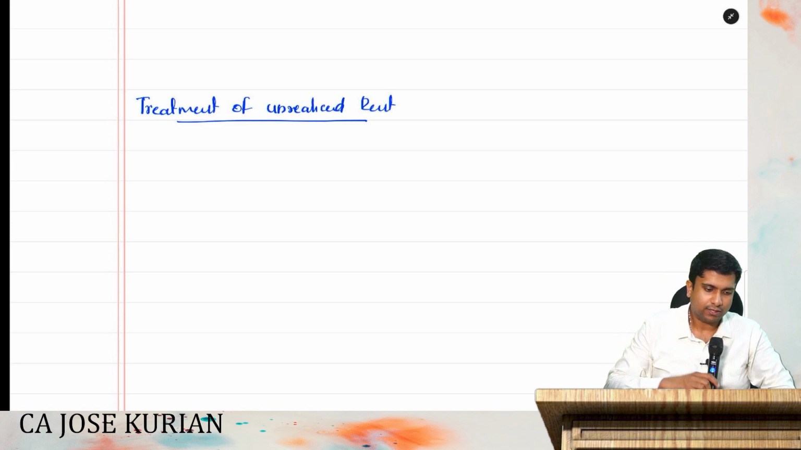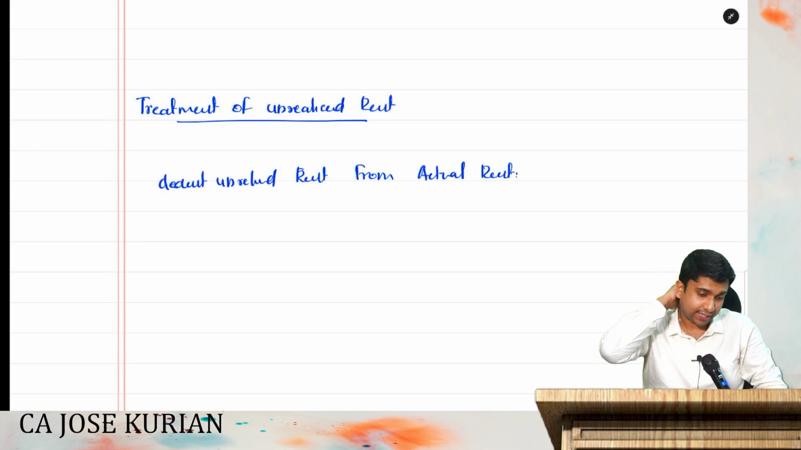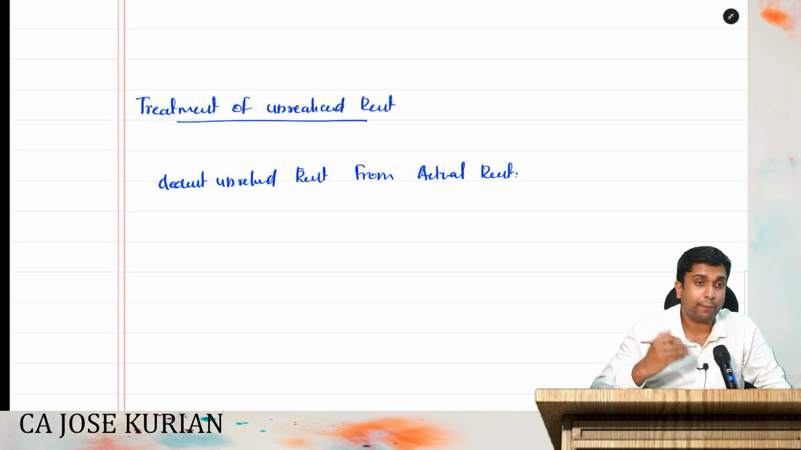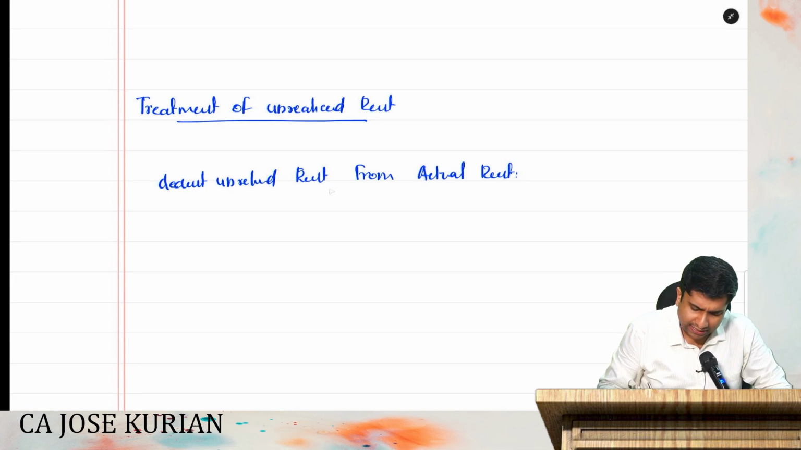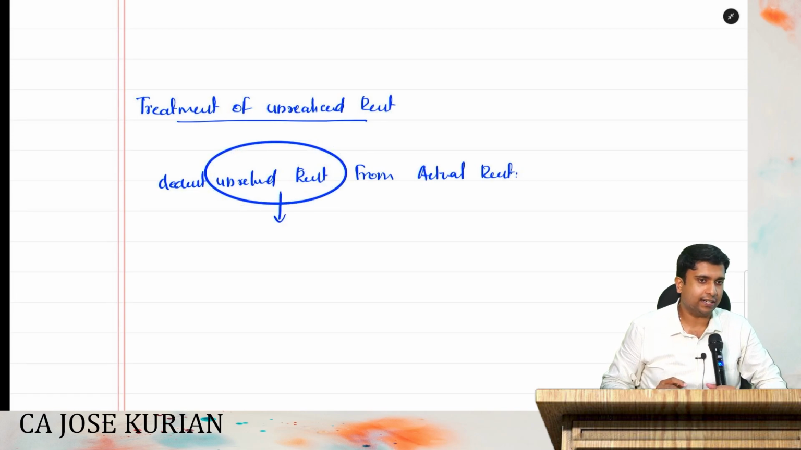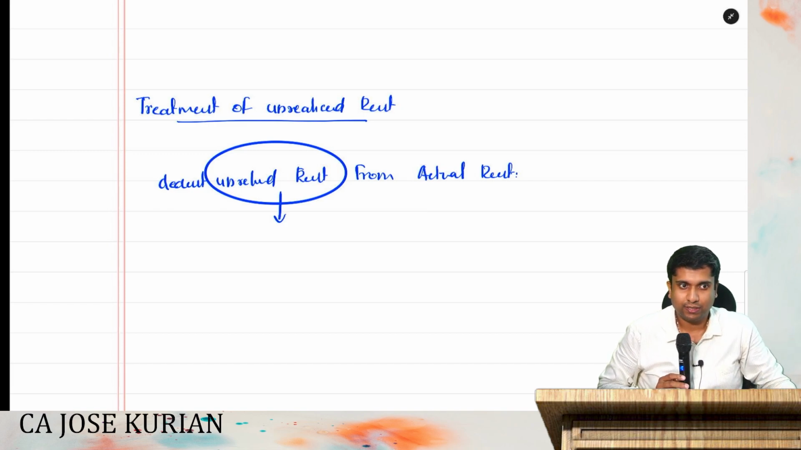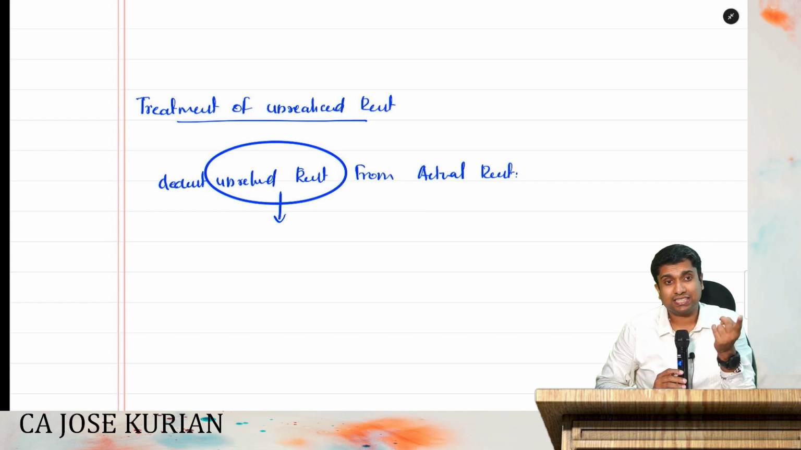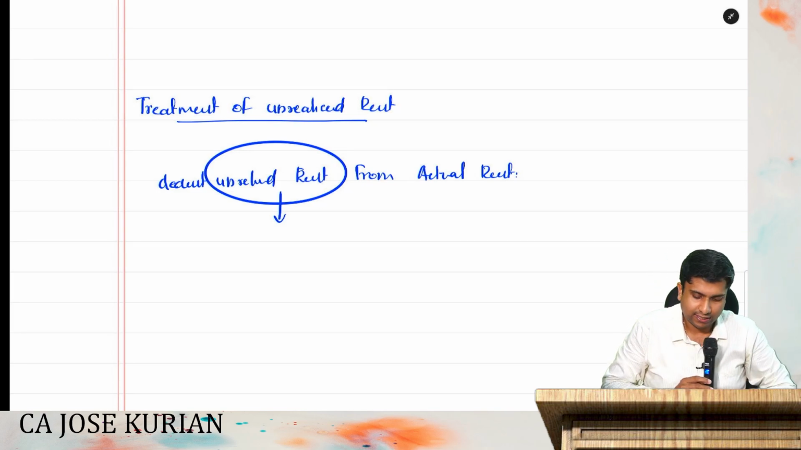Unrealized rent. So what the department says is, you can deduct unrealized rent from actual rent. Unrealized rent means a rent which is not capable of being realized. That you can deduct from the actual rent. Now friends, listen. Unrealized rent means you have to satisfy certain conditions. All the rent which is not capable of being received is not unrealized rent. The department says, if the following conditions are satisfied, then you can call a particular rent as what? Unrealized rent.